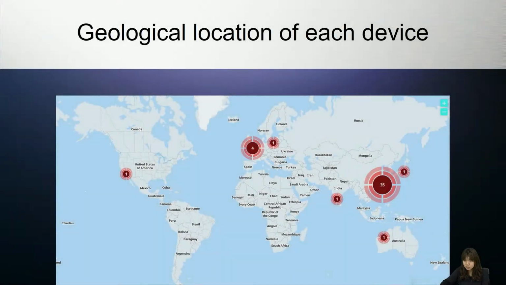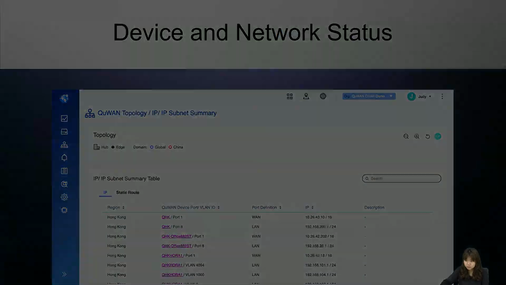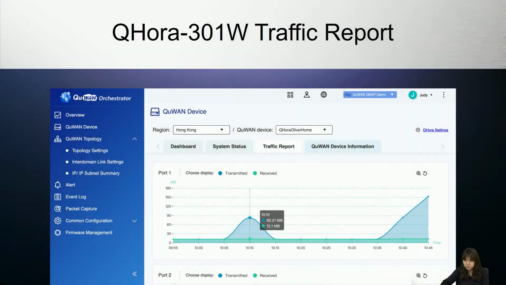On the orchestrator, if you have many QHoras in the world, you can see their geological location and the IP status. For those devices to become a private network, their IP subnet is important. They cannot have conflict. So this is for the IT admin to plan the IP subnet for each device. This page is important to remind them which subnets are already used. You can also see the traffic report on the orchestrator.